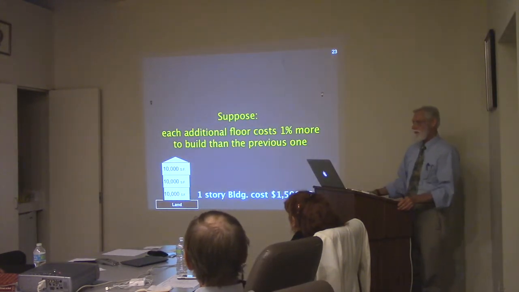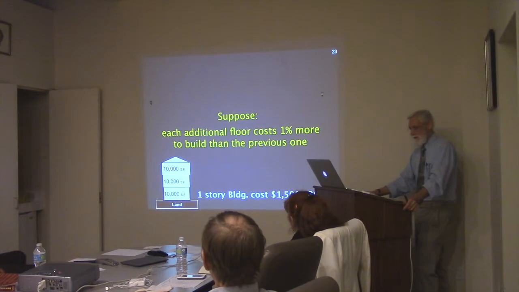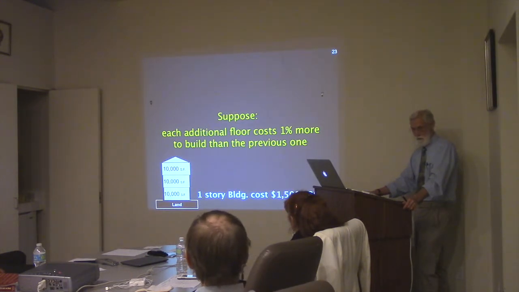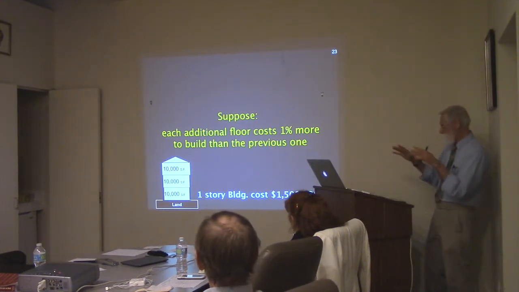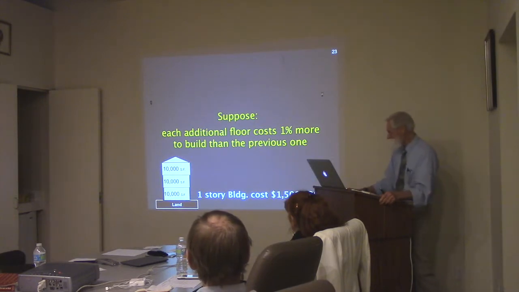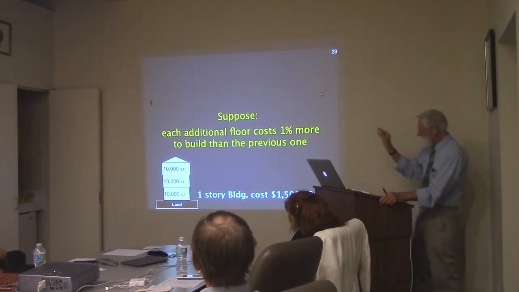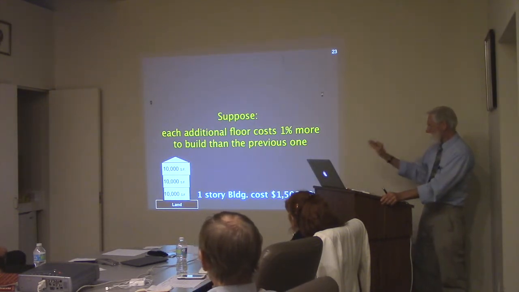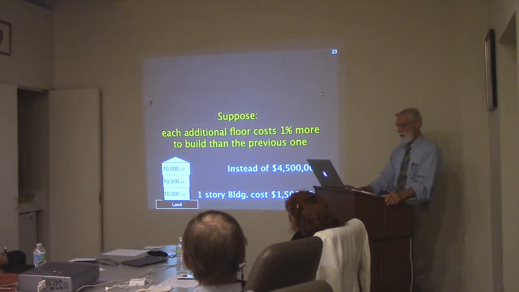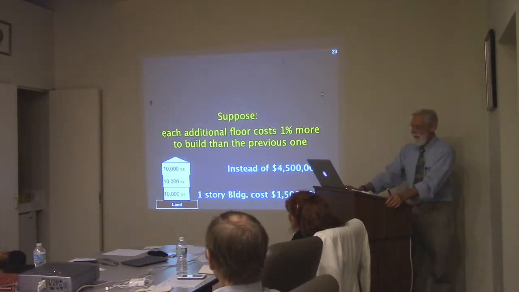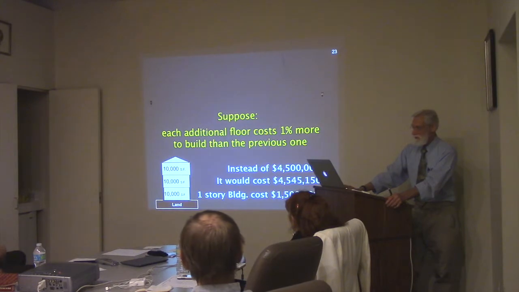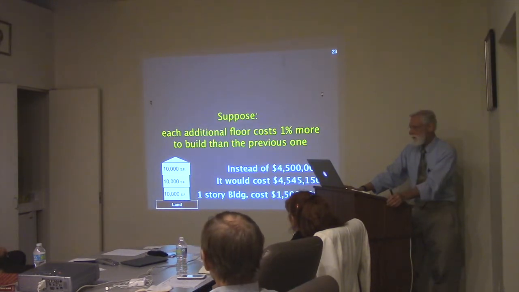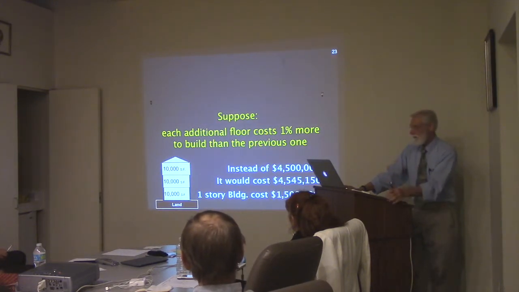So I'm going to say, forget the roof thing for the first floor. I'm going to try and make this as easy as I can and as conceptual as I can. So we'll just say that each additional floor costs 1% more to build than the previous one. So 3 times 1.5 would be 4.5, but this, because it costs more to build up, will be $4,545,100.